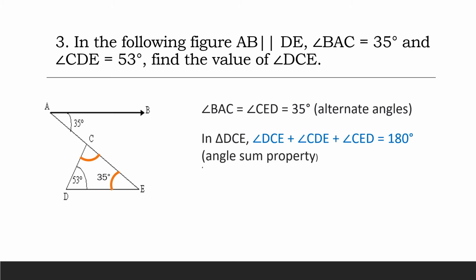That is, sum of angles equal to 180 degrees. So 180 minus (53 plus 35), that is equal to 92 degrees.